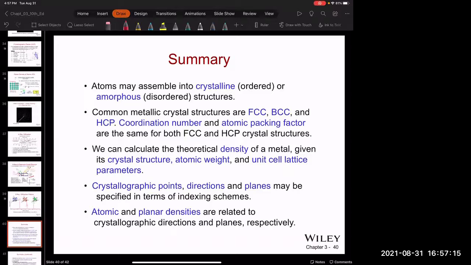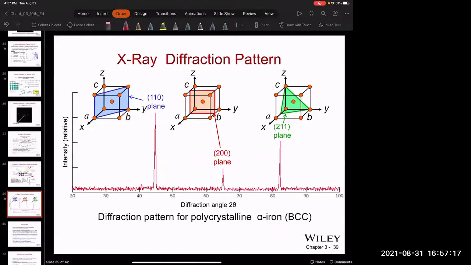So make sure that you work on the example in the textbook for the last one, and we will go through some examples on Thursday as well. I will calculate the density of the element. We will work on some more examples on defining point, coordinate, direction, and plane. We will also work on X-ray diffraction on Thursday. Okay, so that is the main content of this chapter.